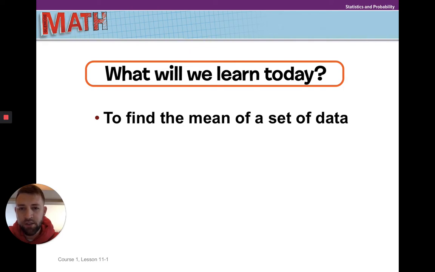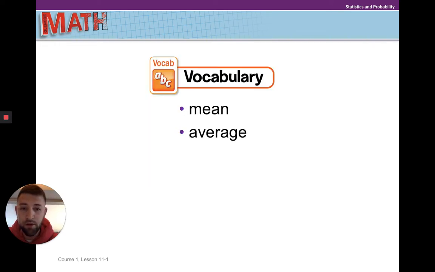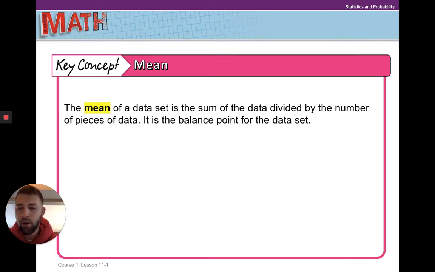First part of this video will be to find the mean of a set of data, or a set of numbers. What you're going to need to know: mean and average are actually the same thing. Mean and average is the same exact thing. All right, here's the definition.